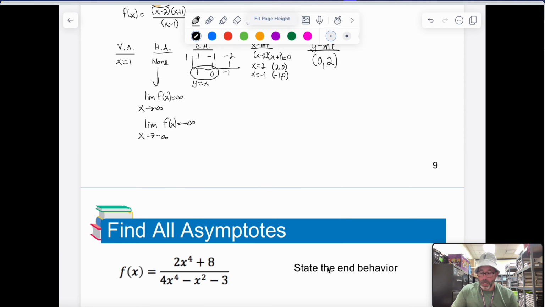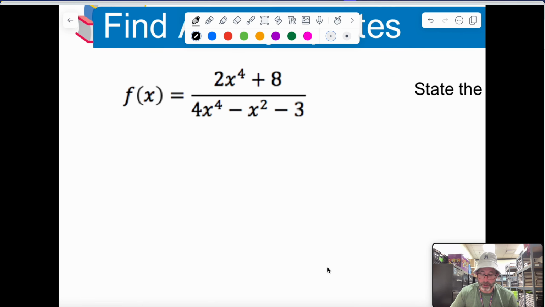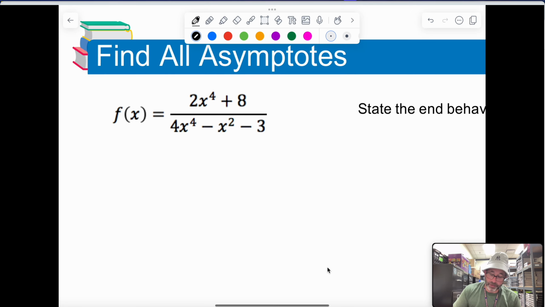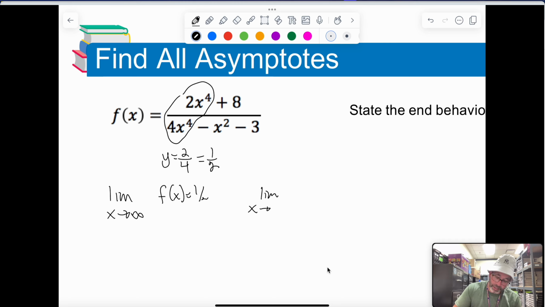Okay? All right, and one more just for good measure. This one simply says state the end behavior. That means all I really have to do is just look at this part right here. And we know the degree on the top is the same as the degree on the bottom. So we have y is equal to 2 over 4, which is just 1/2. So the limit as x approaches infinity, my y value is going to approach 1/2. And the limit as x approaches negative infinity, my y value is going to approach negative half. No, what am I saying? 1/2. So it's going to approach the same value for the horizontal asymptote.